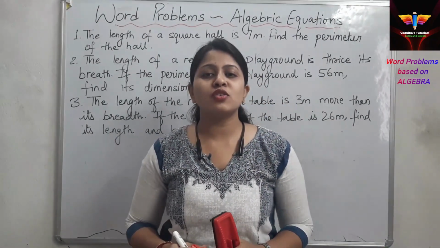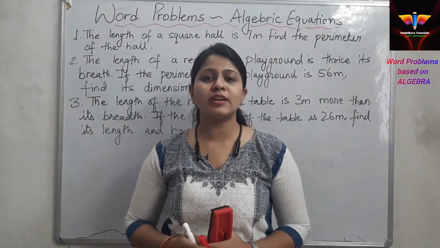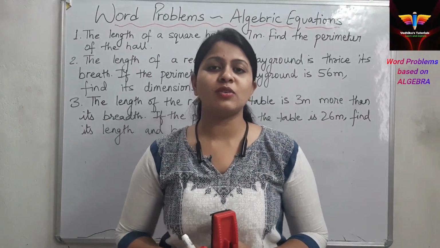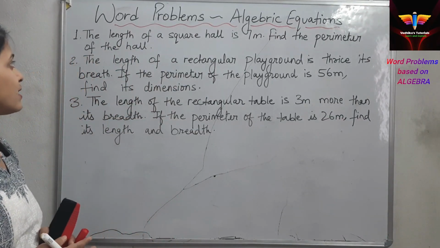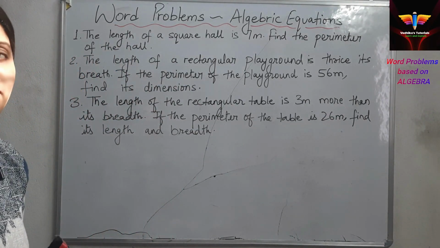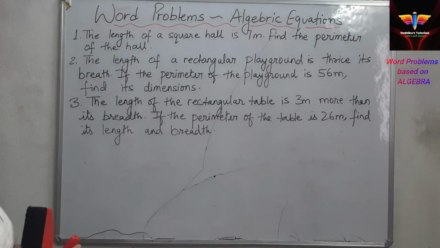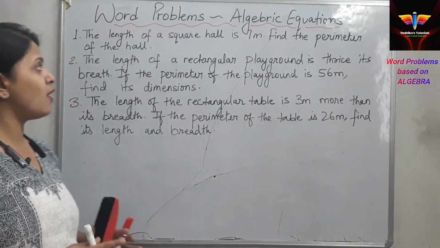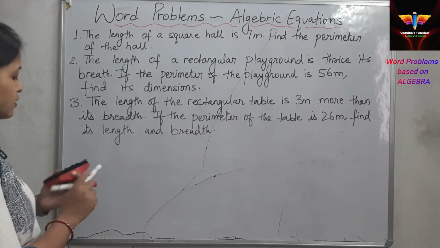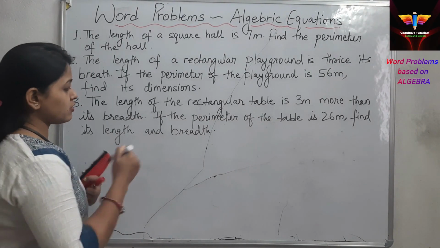So today we are going to solve a few word problems related to algebraic expressions. Okay, so let's quickly get started. Question number 1 is: the length of a square hall is 7 meter. Find the perimeter of the hall. So it is talking about a square hall. Let's solve each of the questions one by one.